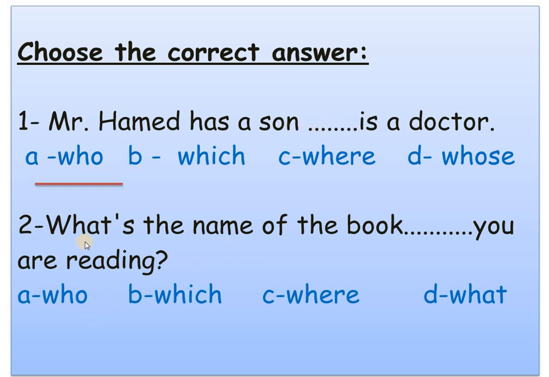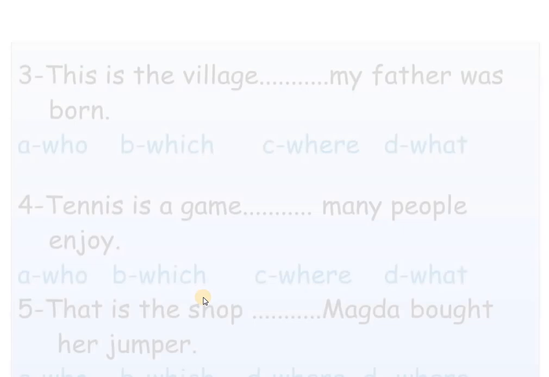Number 2, what's the name of the book space you are reading? Before the space there is the word the book. The book is something. We learned it from the explanation today. For things we use which. So the right word is which.